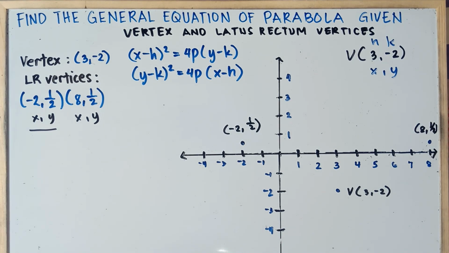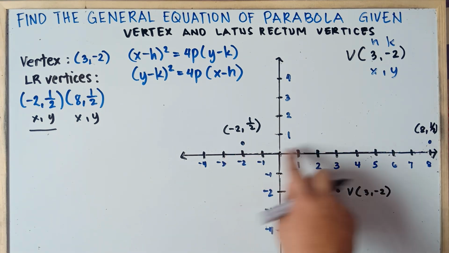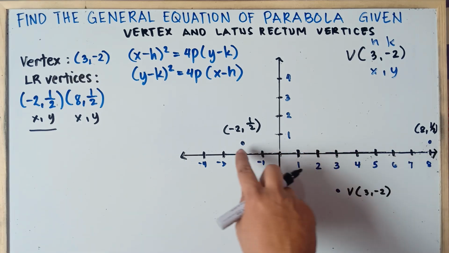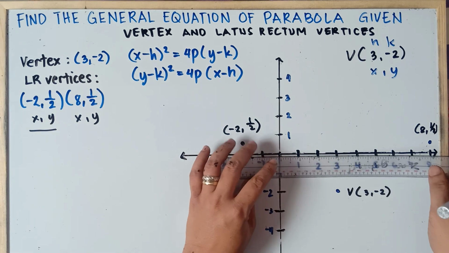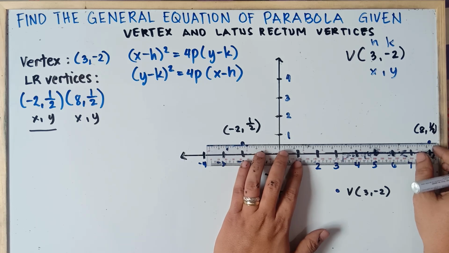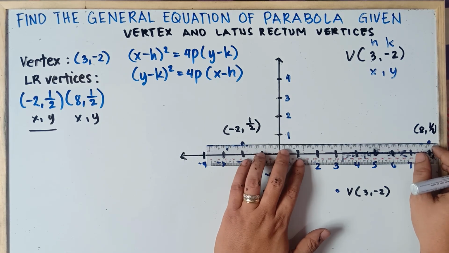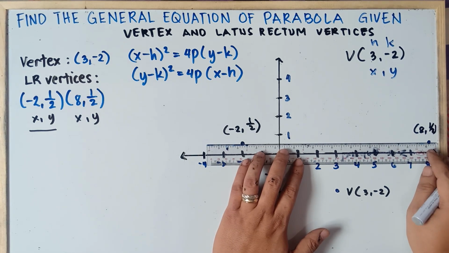Alright, so once you get that one, class, you can connect this one because these are the latus rectum vertices. LR is the length, and then we have the vertices, so therefore this will be the latus rectum. We can connect this one because LR, class, means the latus rectum, and the latus rectum is the length with regards to the focus.